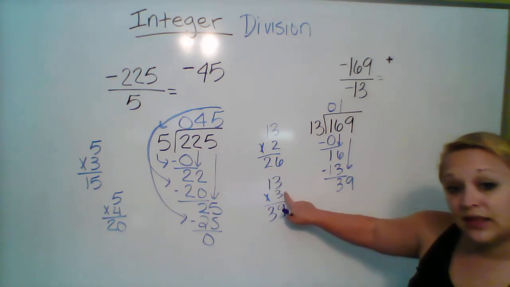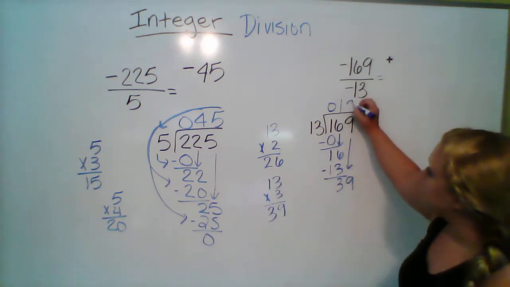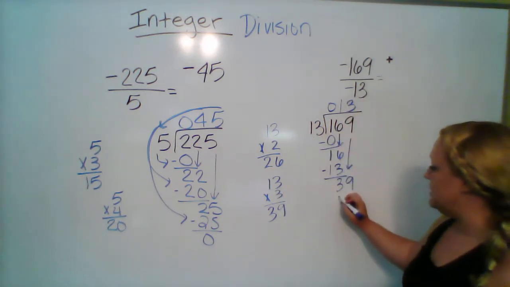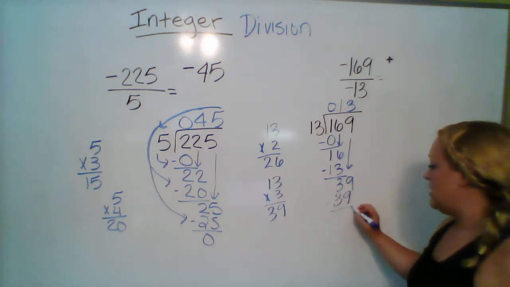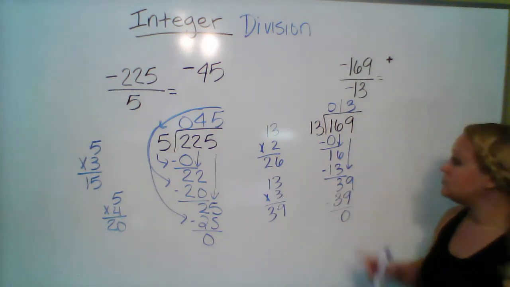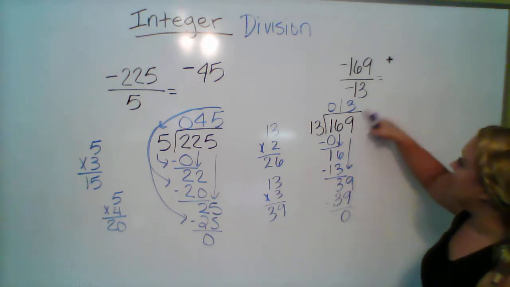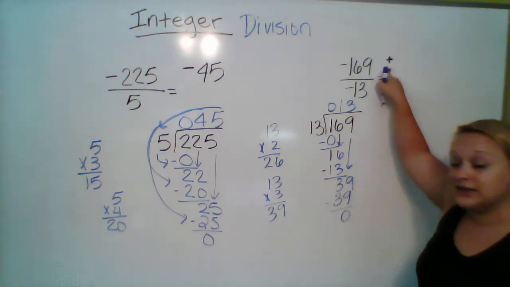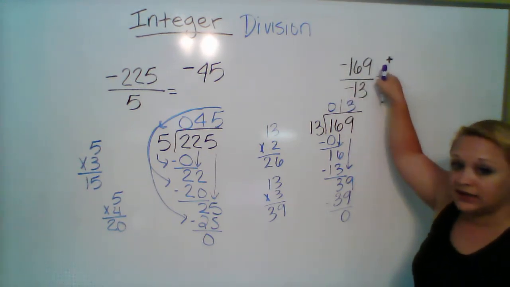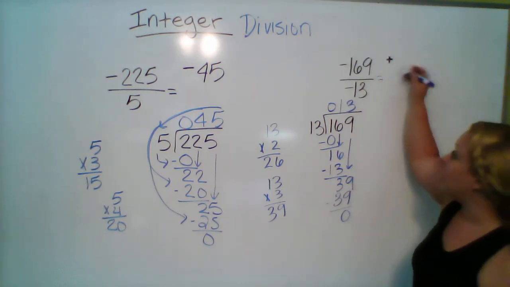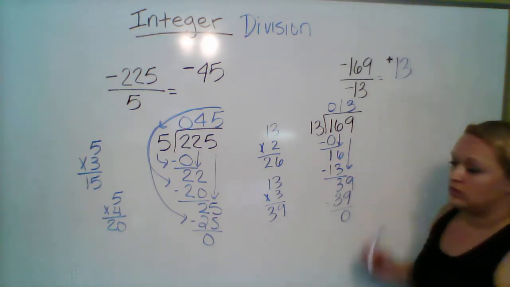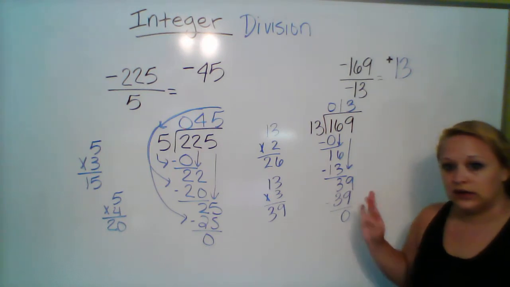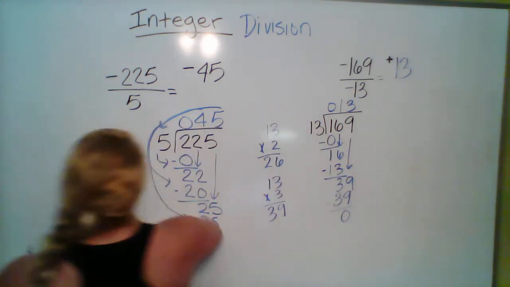So that means that 3 that I found goes up here at the top. 3 times 13 gave us 39. 39 minus 39 is 0. So that means my answer is 13. Because I was smart and I went ahead and said a negative divided by a negative is a positive, I don't have to worry about the symbol. I can just write the number. Okay? Alright, so one more thing.